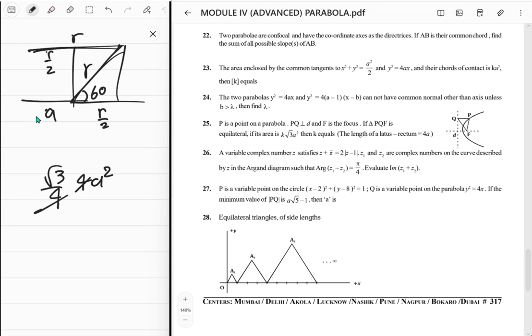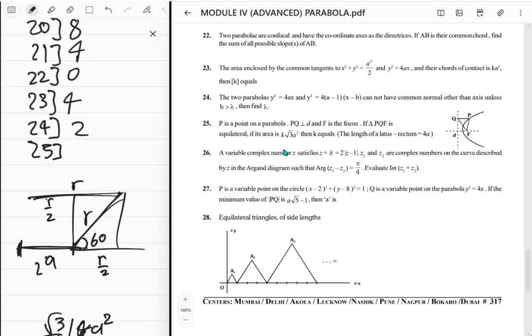No, this has to be 2A. This has to be the focus and the directrix. This has to be 2A, so this has to be 4A in that case. So actually you're doing 4A square, which is like 16A square. So K has to be 4, not 1. There we go. 25th is 4.